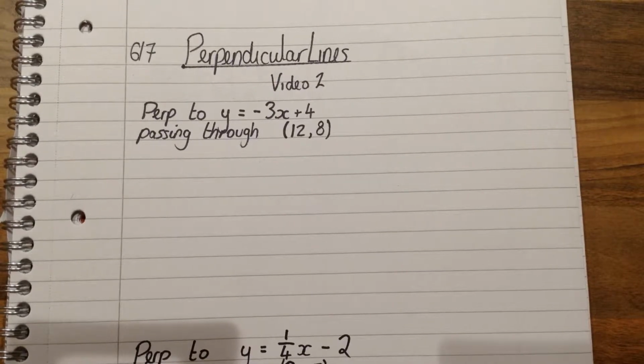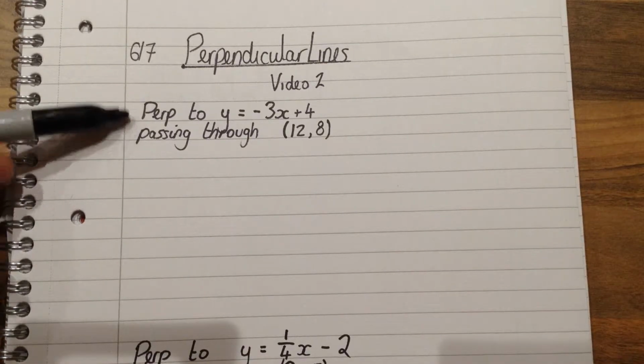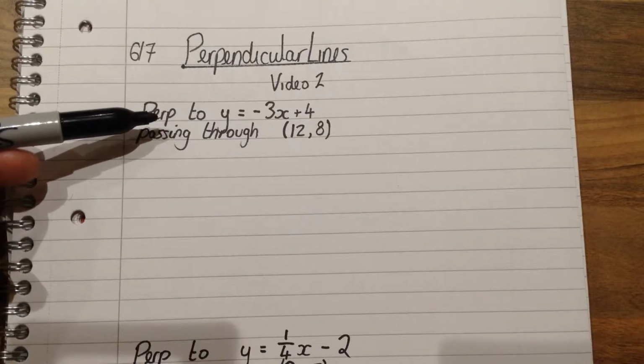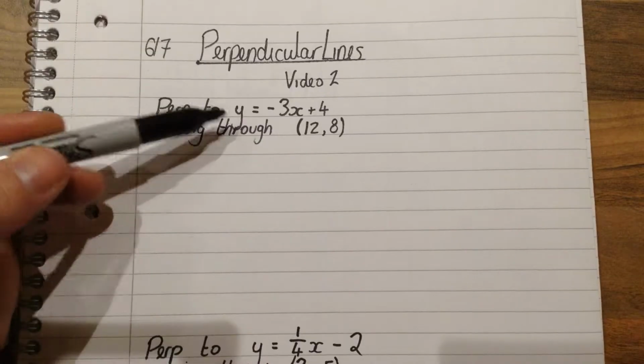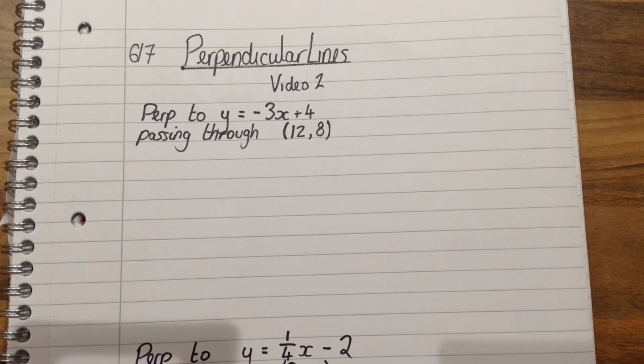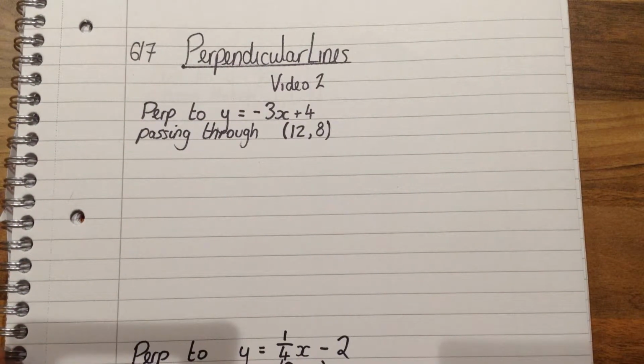So this is the second video now for perpendicular lines. On this video we're going to add on the fact that not only are we looking for a perpendicular line, we are now also wanting a specific perpendicular line that passes through one particular point. So all the ones we did before are just any perpendicular line at any coordinate that we wanted. This one has to pass through a particular one.